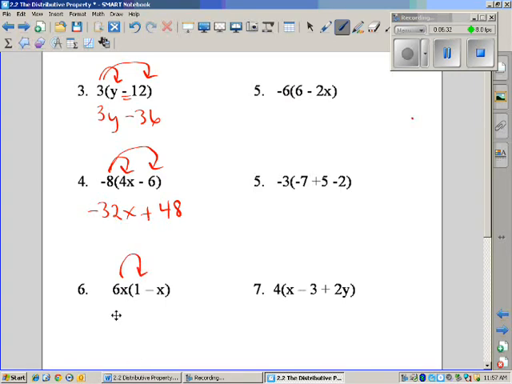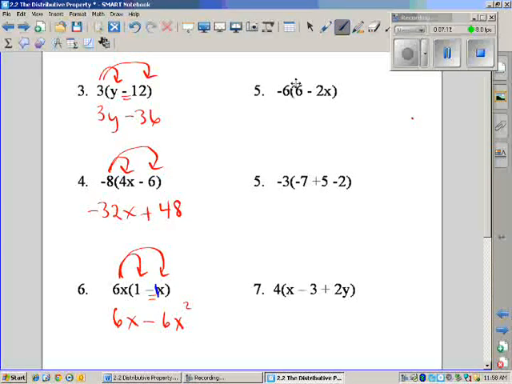6x times 1 is a positive 6x. 6x times a negative x is a negative 6x to the second power. x times x is x squared, and 6 times the number that's here, there's really a number there. You don't see him, do you? I call him the ghostly 1. This is really 1x, and he's negative. So when I multiply the numbers together, 6 times negative 1, I get negative 6. And when I multiply the variables together, x times x, I get x squared.